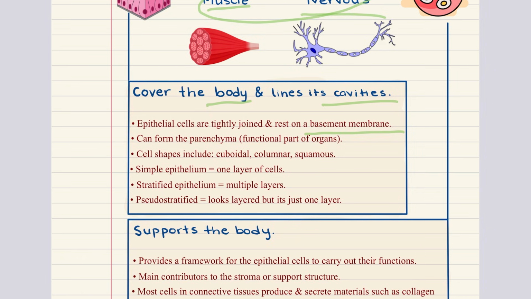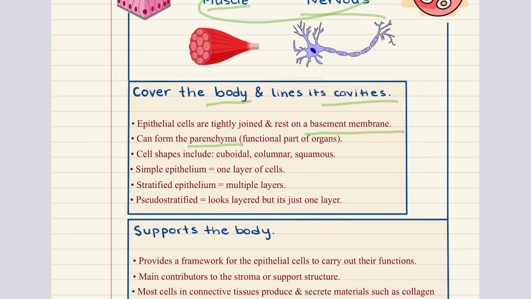In many organs, epithelial cells form the parenchyma. This is the functional part of the organ, the part that actually carries out its main physiological role. So for example, in the kidney, the epithelial cells of the nephron are responsible for filtering blood and forming urine.